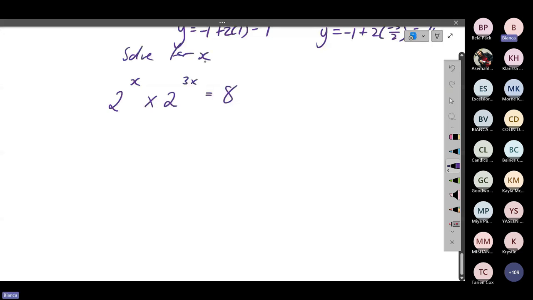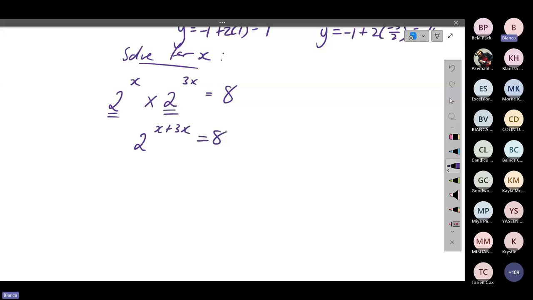Okay. What is the rule with exponents when you're multiplying? Are you sure? If bases are the same, what do you do with exponents? You add the exponents. At the moment, this looks like this. How would I solve for x for a question like this? 8 can be written as 2 to the power of 3. Once the bases are the same, what are you allowed to do? Drop the bases. Okay, and then you can solve for x.